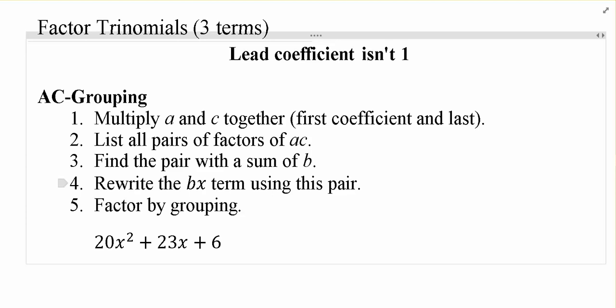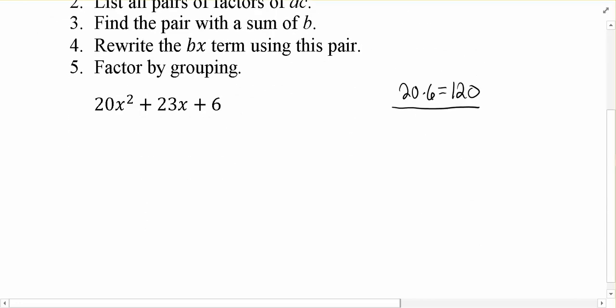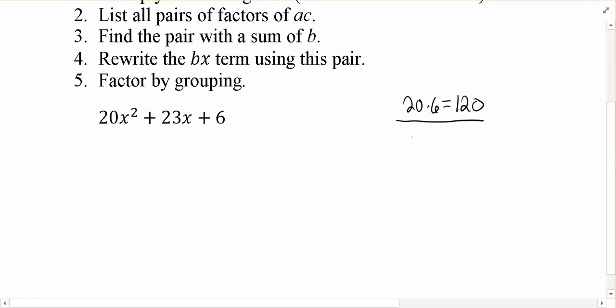those steps with this example. Our first step is to multiply the a and c together. So if I multiply 20 and 6 together, I get 120. Now with that number 120, I'm then supposed to list out all the pairs of factors.